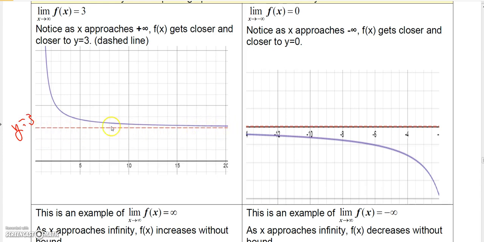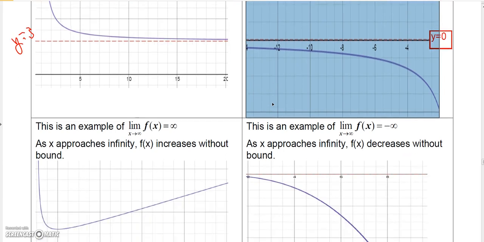This is what we call a horizontal asymptote. Now over here, let me label this line a different way. This line here is just the x-axis, y equals 0. Notice for this graph, as x goes to negative infinity, the graph gets closer and closer to the line y equals 0. So these are examples of horizontal asymptotes.